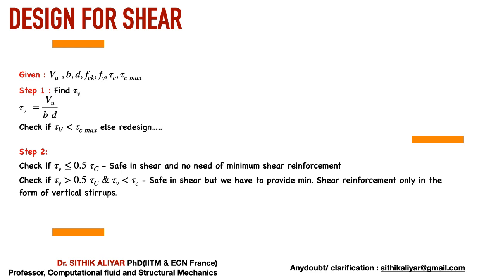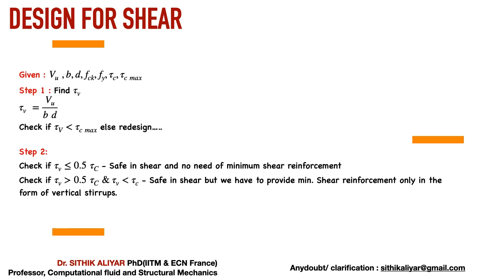So how to design for shear: I hope you know the three stress names. Nominal shear stress, that is tau v; shear resistance, tau c; and tau c max, which is the maximum shear stress any beam can take. Design for shear is nothing but determining only the spacing. You are not going to put any stirrup diameter or bend-ups, nothing. You are going to design only the spacing between the stirrups. So to determine the spacing, what are the steps available?